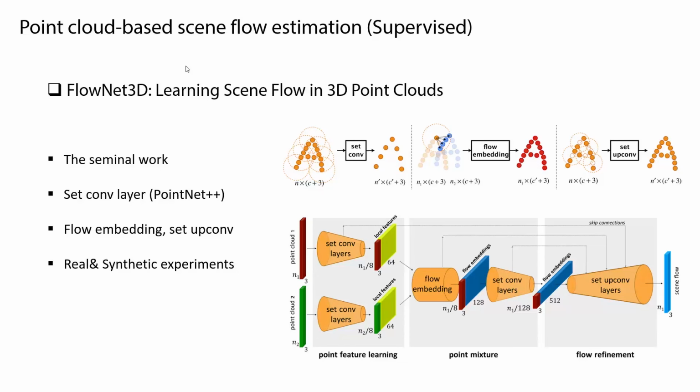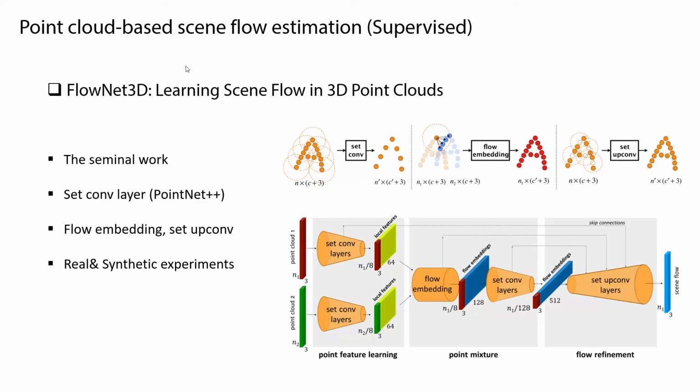From this slide, I will introduce several methods on supervised and self-supervised scene flow estimation. The first work I'd like to introduce is a very famous one called FlowNet3D. It's the first deep learning-based method on point cloud scene flow estimation. The neural network architecture can be seen in the bottom figure on the right. Its input is two sets of points sampled from two consecutive point clouds, and the output is a scene flow estimation of the first point cloud.